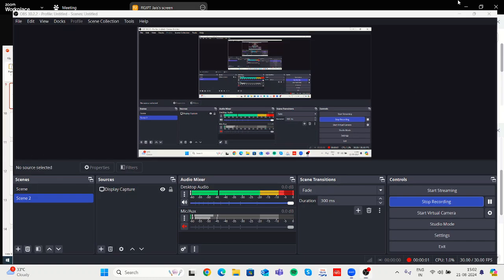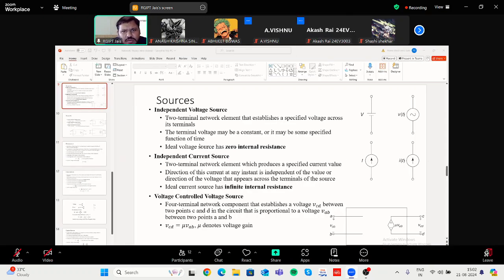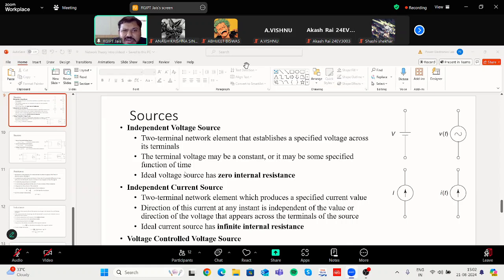Okay. Again, independent sources come in two types: voltage and current. A voltage source can be an ideal voltage source or a practical voltage source. A current source can also be an ideal or a practical source. Okay, so independent sources, I think it is clear.